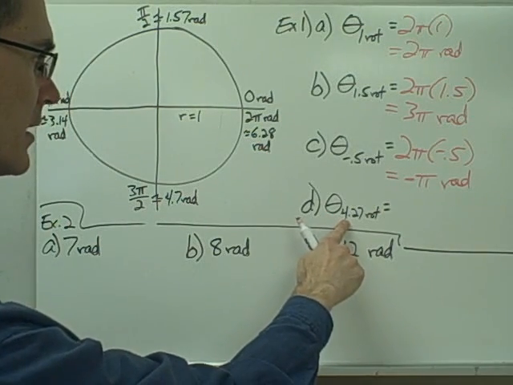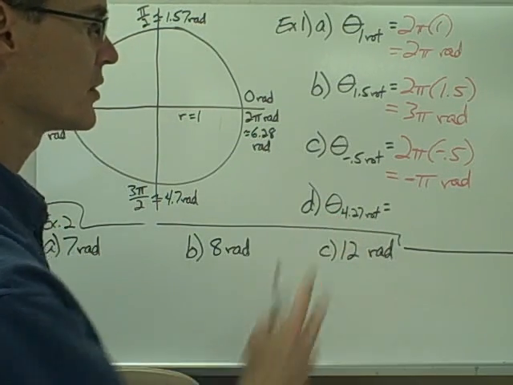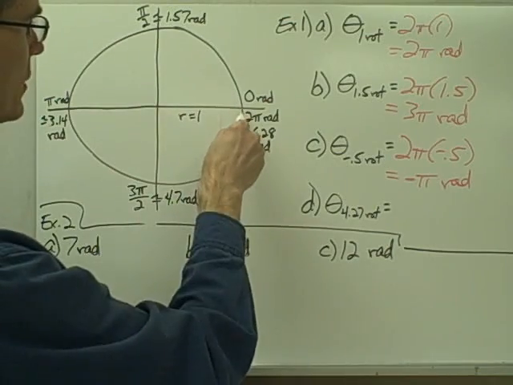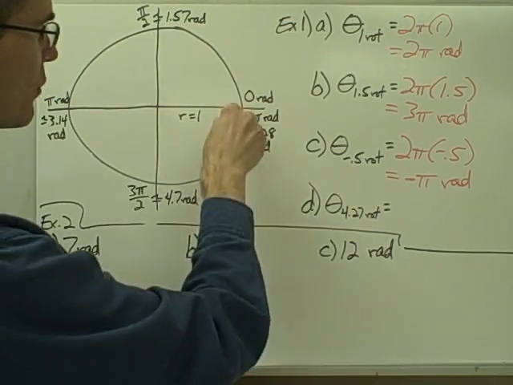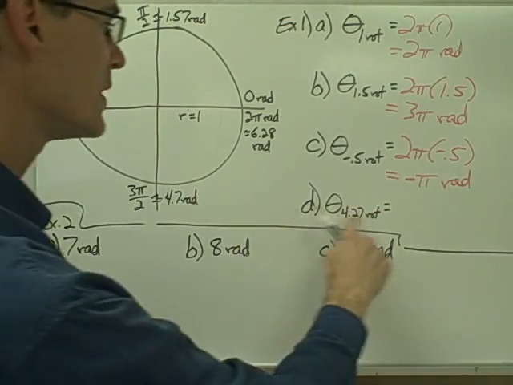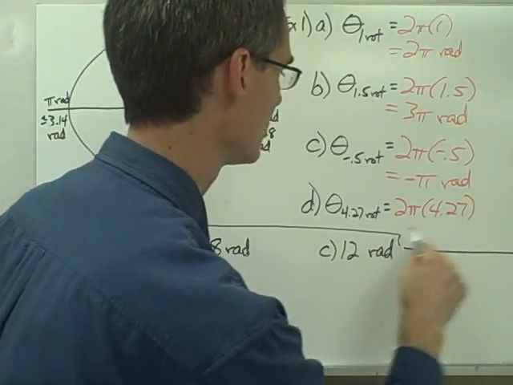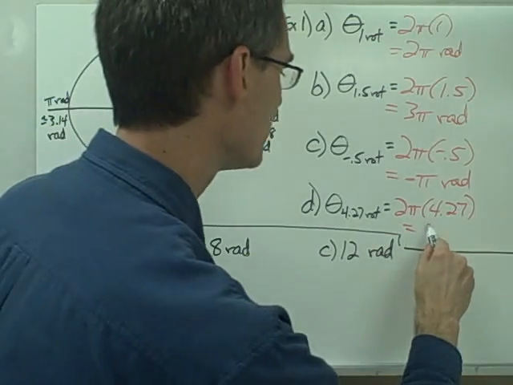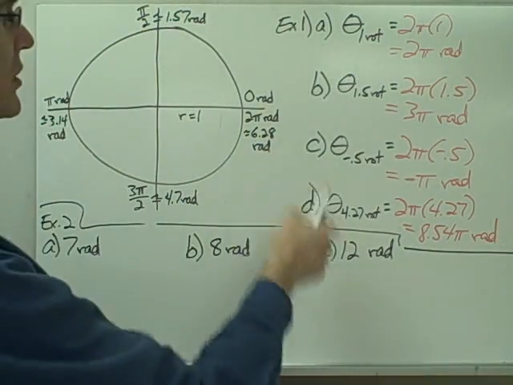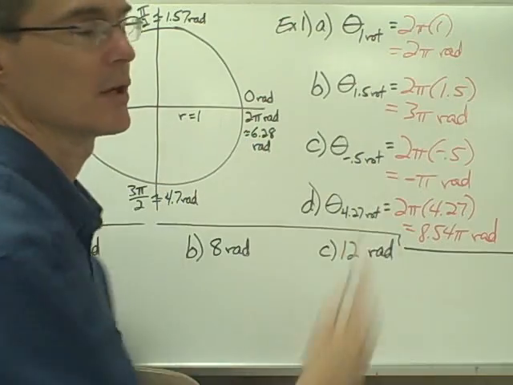Okay, here's one with kind of an odd number. What would be the angle measure in radians corresponding to 4.27 rotations around the unit circle? If I start here and I go 4.27 rotations, that would be 1 rotation, 2, 3, 4 rotations, and another 0.27 rotations is a little more than a fourth. That would put me about right here. And what would be the angle measure for 4.27 rotations? Well, 2 pi times 4.27 equals 8.54 pi radians. So all I need to do to find the angle measure for some number of rotations around the unit circle is multiply those number of rotations times 2 pi.